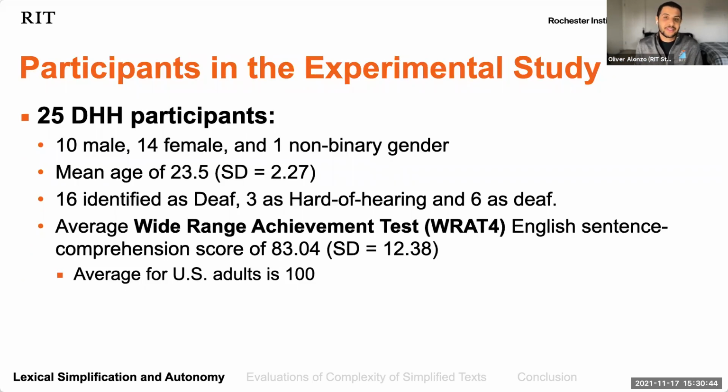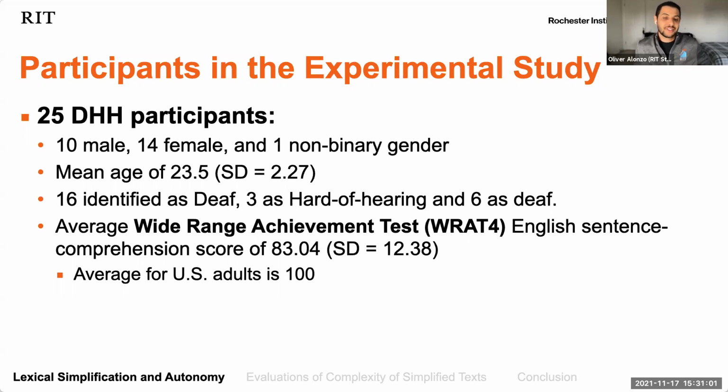And so in this experimental study, we included 25 deaf and hard of hearing participants. 10 were male and 14 were female, and 1 was non-binary gender. The mean age was about college age for the students, 23.5. 16 identified as culturally deaf, 3 as hard of hearing, and 6 as deaf.